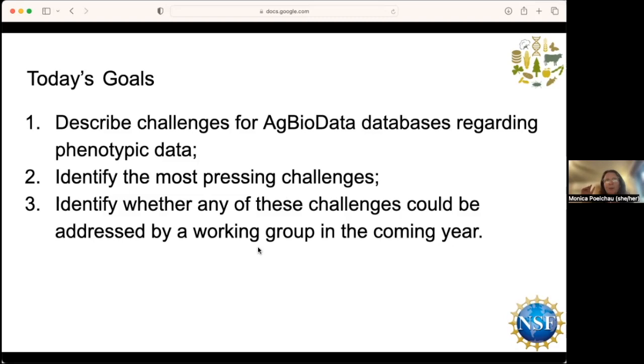Once we've gone through that, we want to identify the most pressing challenges among the ones that we've described. I'm sure there'll be many, but which ones are relevant and feasible and would actually provide value to provide a solution for. And then finally, what we'd like to eventually get out of this is to see if we have the stuff for a working group for our 3rd year of the RCN grant.